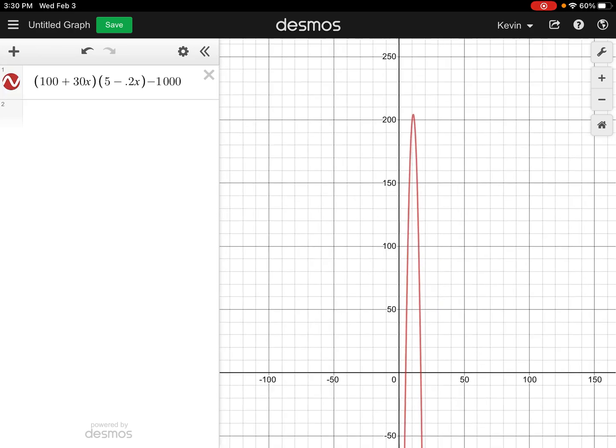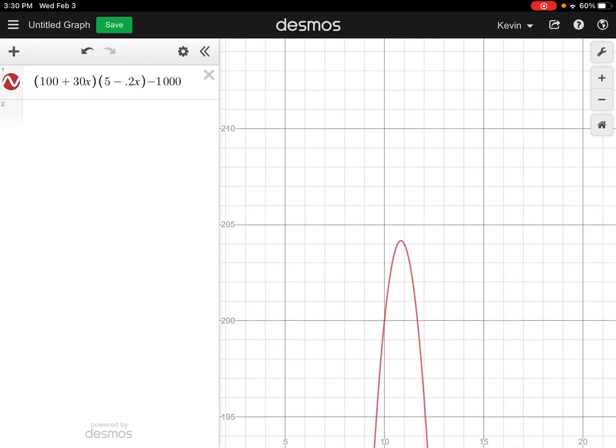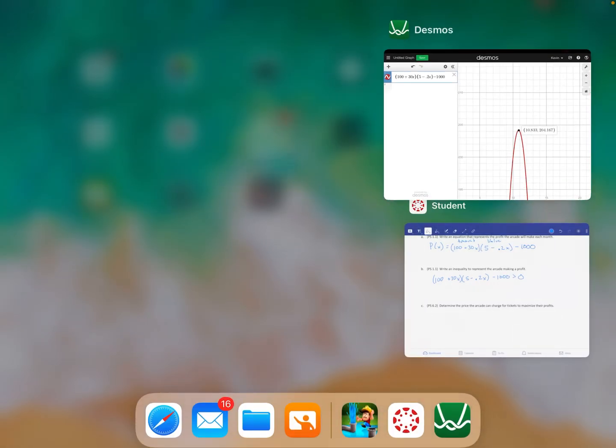So now we're going to zoom out to find the vertex or the maximum. Let me get a little bit closer to it. Click on the graph, and there's a dot on the top. There's my dot. It says 10.833. Well, I can't do 0.833 for a value, so we're going to round down to be 10. Okay, so we're going to use 10 as our x value.